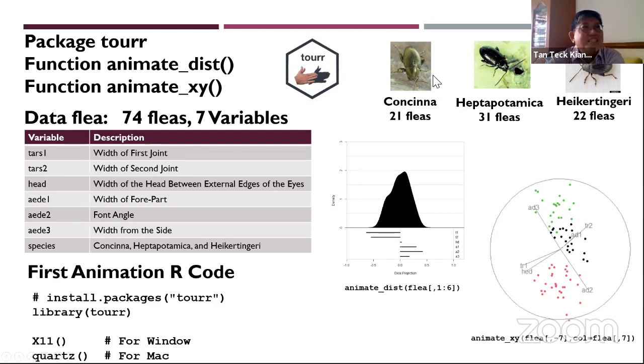But that is the one that I searched for on the web to say that these are the characteristics of these feet. They measure the width of the first joint, the second, the height between that, the width of the forepart, the front angle, the width of the side, and so on and so forth. So these are the characteristics. And this characteristic will be shown here with the moving things, and then you'll show the distribution here.